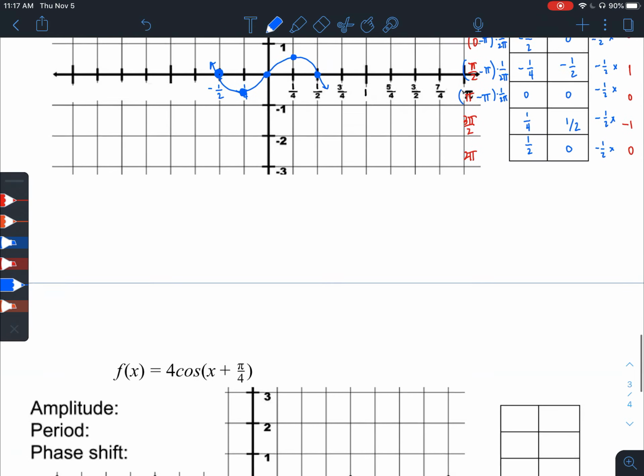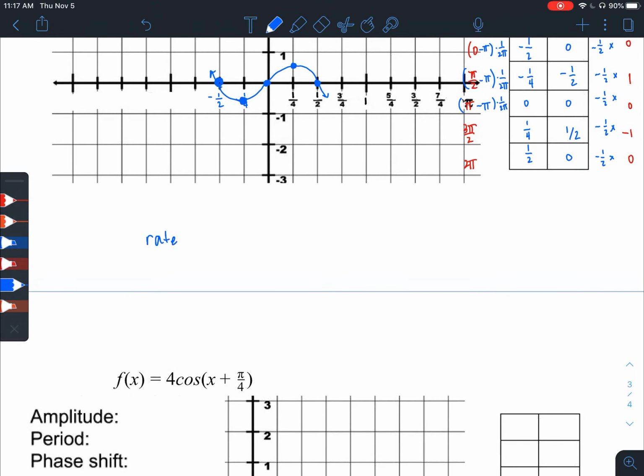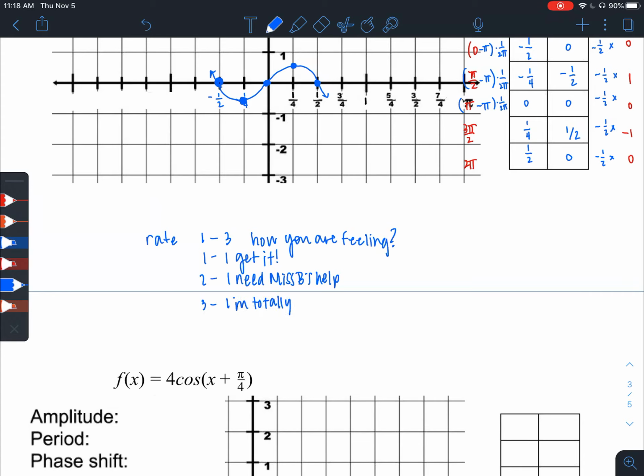Go ahead and rate 1, 2, 3 how you are feeling about this stuff. So 1 would be I get it. 2 would be I need Miss B's help. And 3 would be I'm totally lost. Okay, that's it for today, folks.